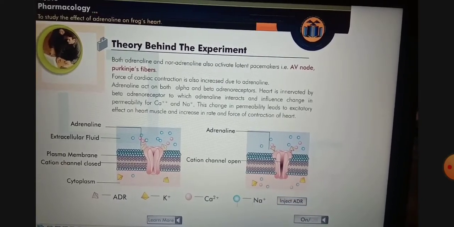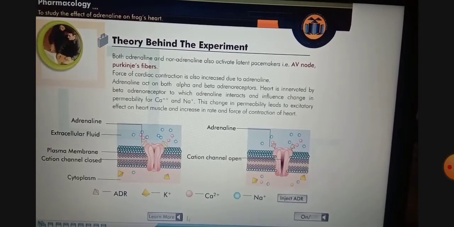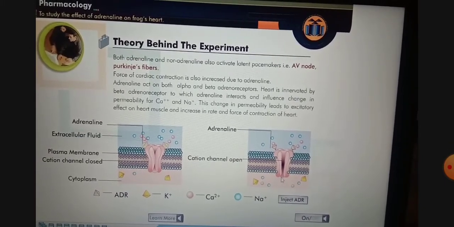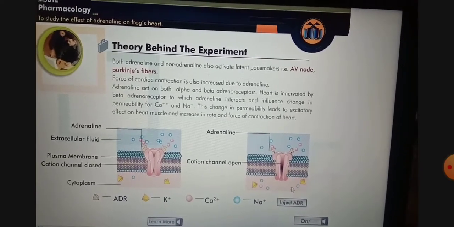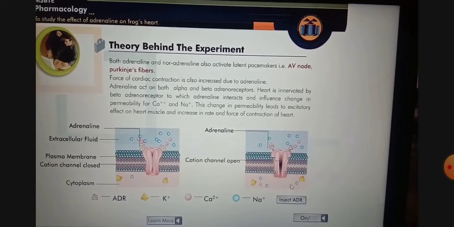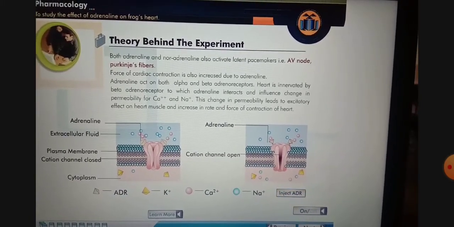Due to the increase in positive charge inside the intracellular region, calcium ion and sodium ion concentration increases in these intracellular regions, and thereby force of contraction and heart rate increase due to the adrenaline.